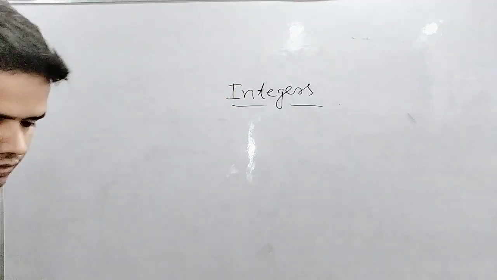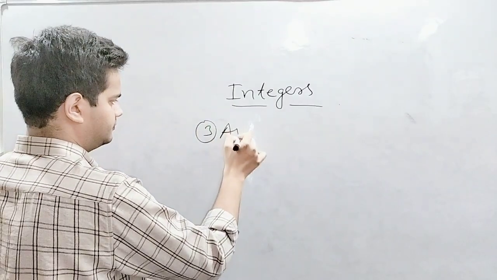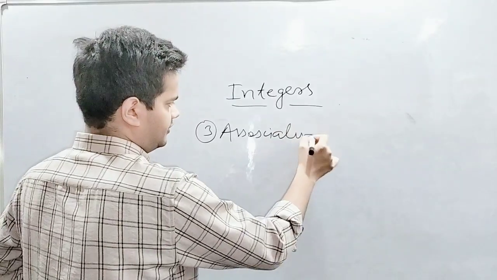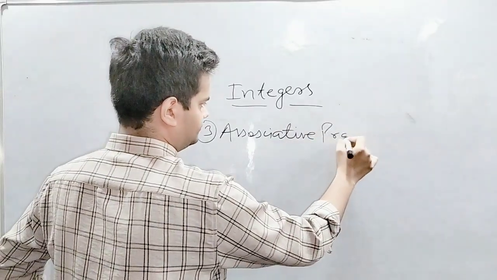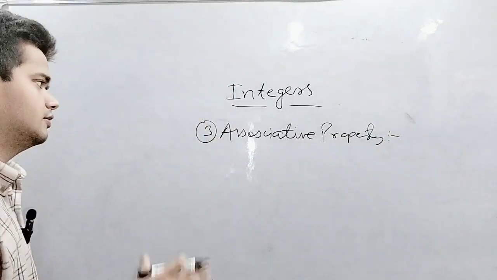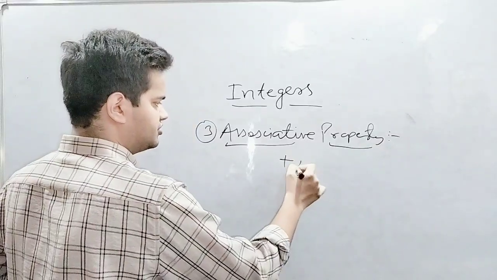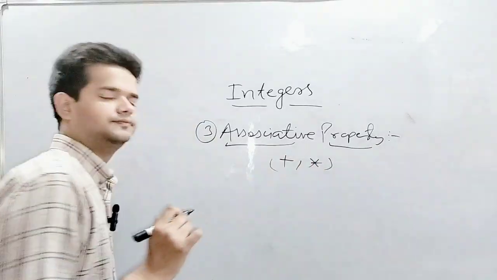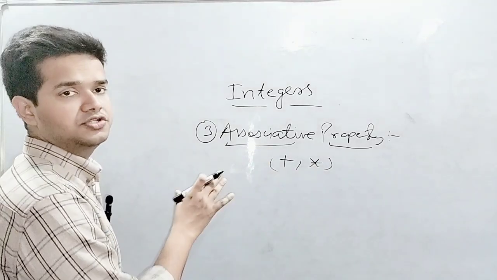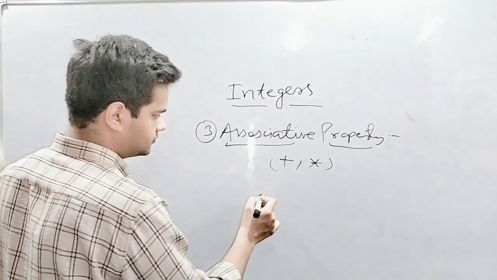The third property is associative property. Okay, this property is also applicable in addition and multiplication only, because this states that when you change the grouping, the value should not change.